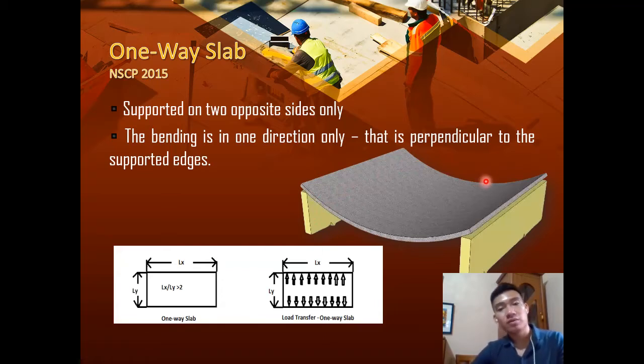Take note that what will be followed is the definition, the absolute rule, that the ratio of the long side over the short side is greater than or equal to 2. Even if it is supported on all four edges, it is still a one-way slab, because the ratio is greater than or equal to 2.